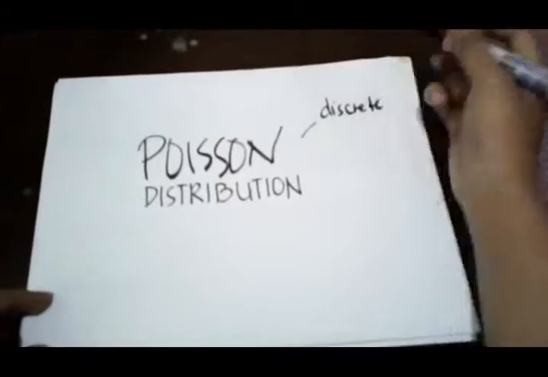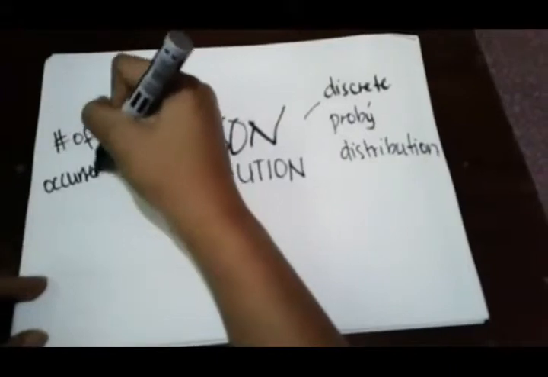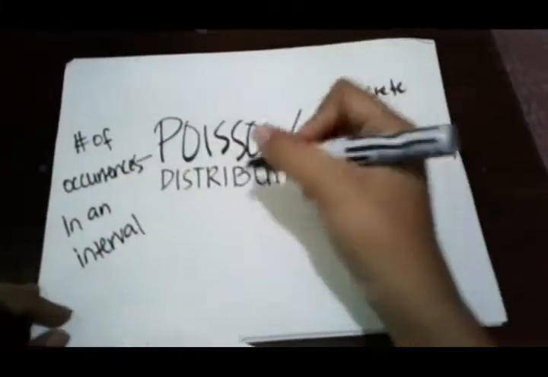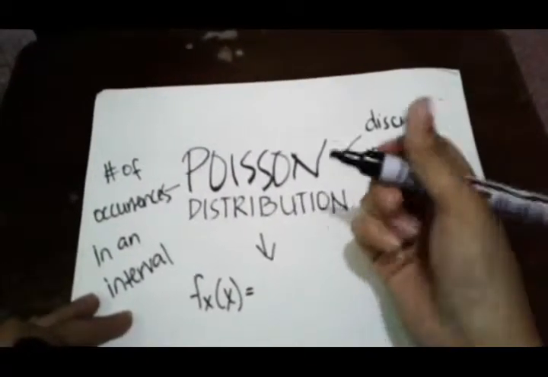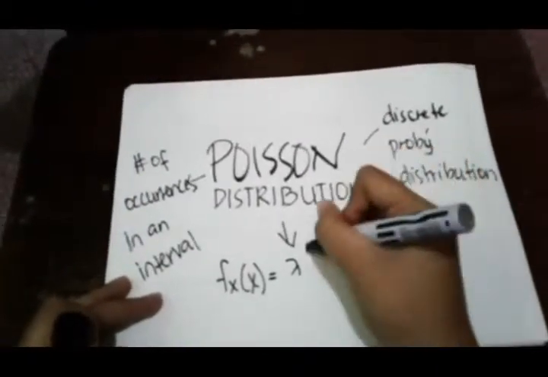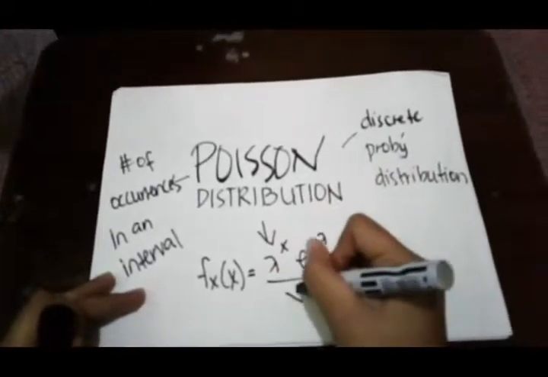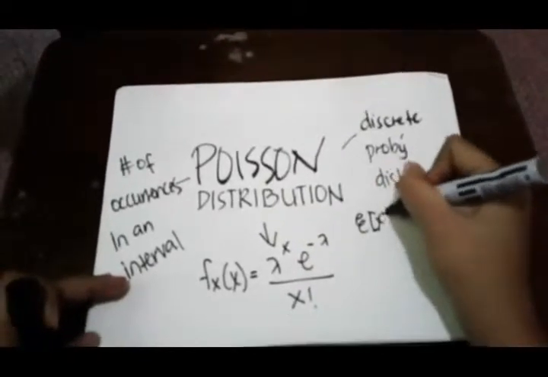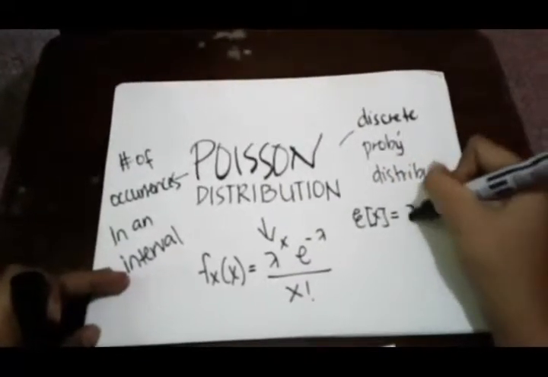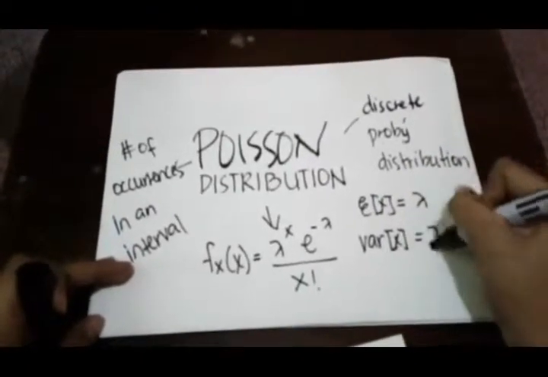The Poisson distribution is a type of discrete probability distribution. It is used to know the number of occurrences in an interval. Its density function is f sub x of x is equal to lambda to the power of x times e to the power of negative lambda all over x factorial. The mean of the Poisson distribution is equal to lambda, and the variance of x is equal to lambda.